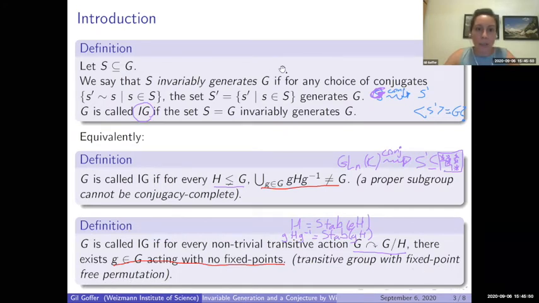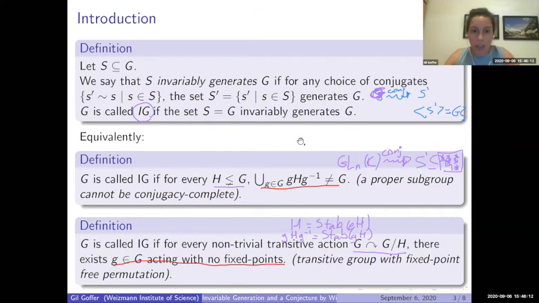The third definition was actually the original definition that Wiegold, the person from the title of the presentation, used. He called these groups transitive groups with fixed-point-free permutations.